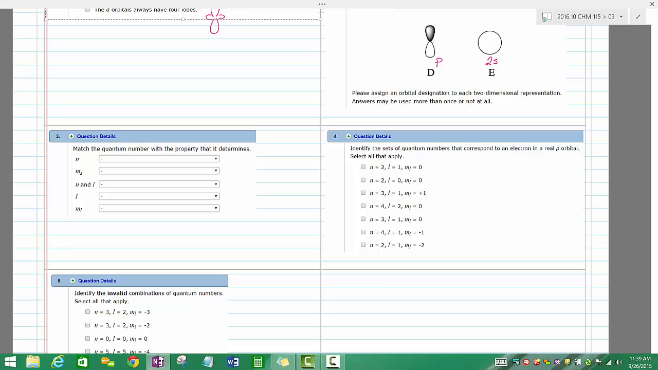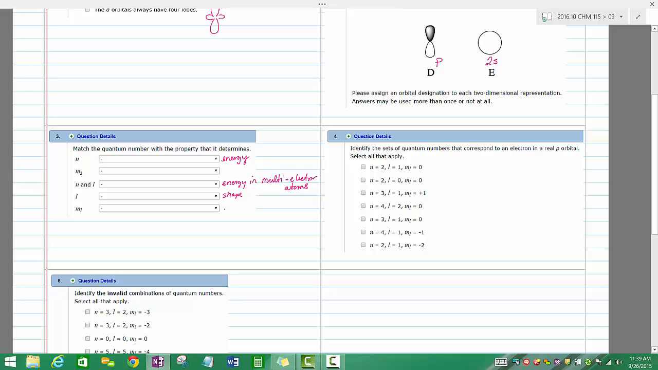Well, first off, n is always a determiner of energy. L is definitely a determiner of shape. And n and L as a combination determine energy when you have more than one electron. Because when you have more than one electron in an atom, whether or not one electron is in the s, p, or d does matter. So s, p, and d do have different energies if you have 2 or more electrons in an atom.